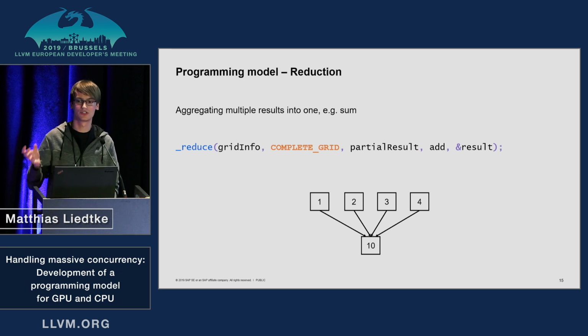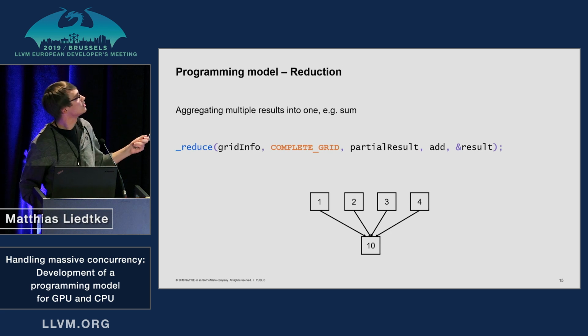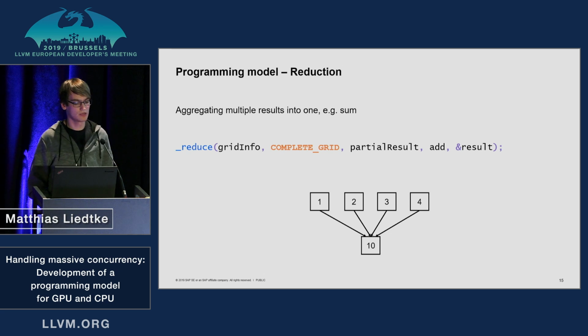Because you might want to reduce just the warp, so 32 threads, or you might want to reduce a group of warps, or you might even say, okay, I just want to reduce every thread into one final result, and this is what we actually do here. So we just say, okay, reduce the complete grid, take the value that is stored here. In this case, the variable is called partial result, and do this with the following operation.